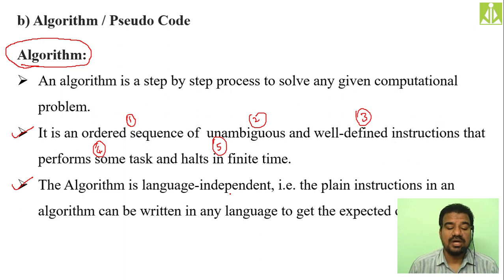Hopefully you understood: the algorithm is language independent. That is, plain instructions in an algorithm can be written in any language to get the expected output. It is not compulsory that you follow a specific programming language or a specific language syntax when you are writing the algorithm. You can write the algorithm in any natural language. For example, you take it as English.